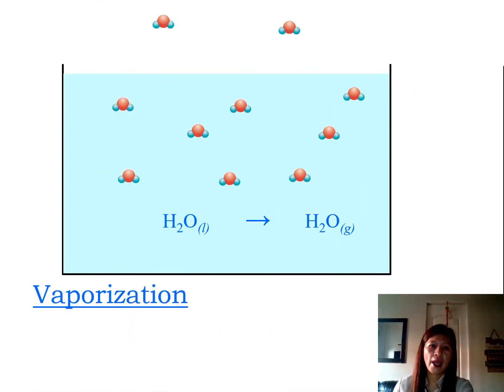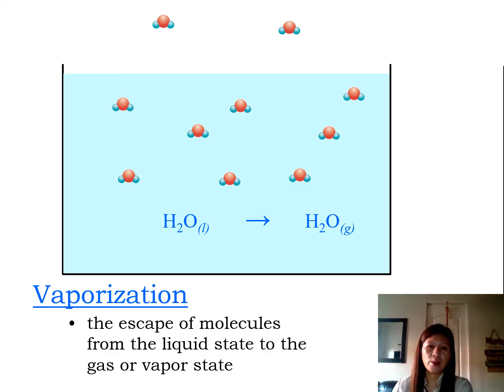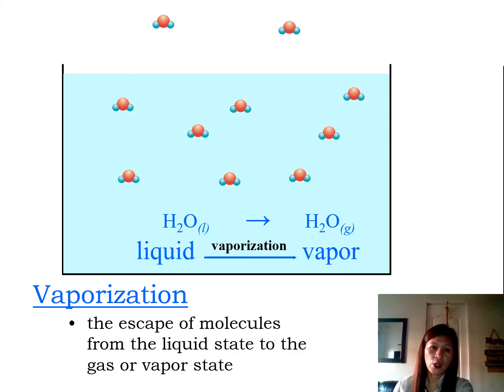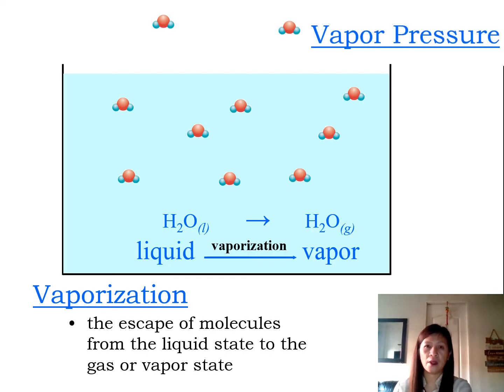Okay, when molecules escape from the liquid state to form gas or vapor, this is called vaporization. So to vaporize 1 mole is to apply a certain amount of energy, or the molar heat of vaporization. The process of turning liquid to vapor is vaporization, and vice versa. We have vapor to liquid, we have condensation.